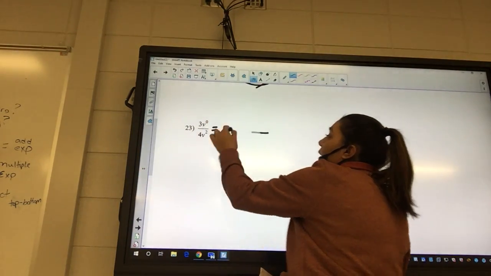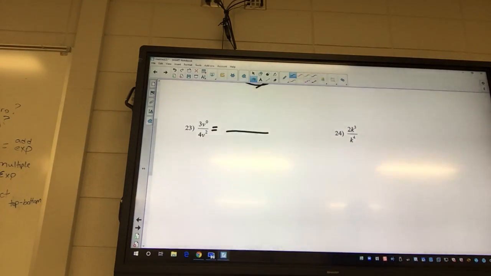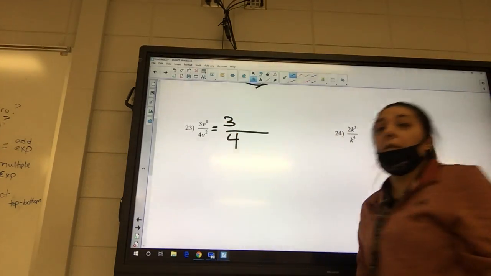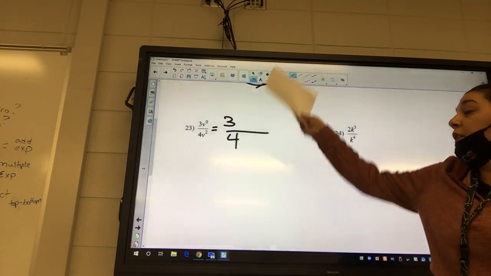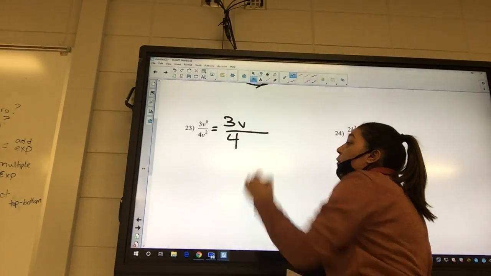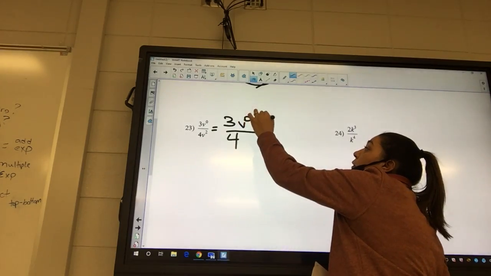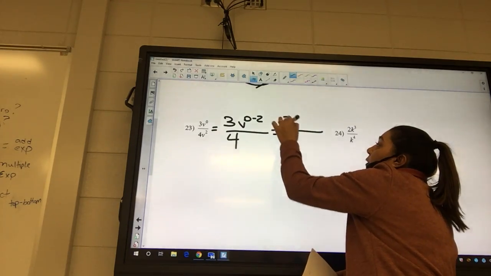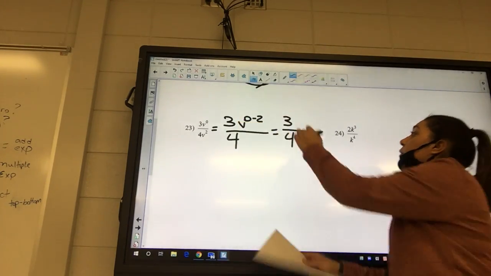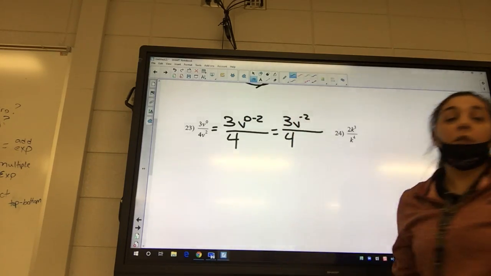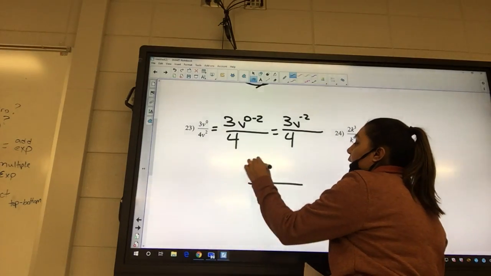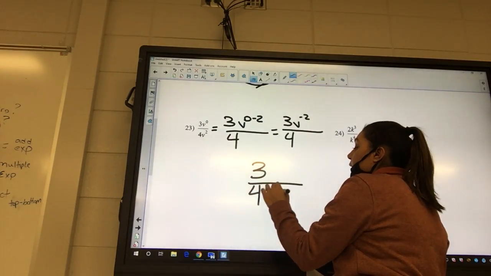Okay, number 23. Because it has numbers and letters, you draw your bar and you fill in the bases. So we leave our bases where they're at, but we do the same thing with the letters that we did earlier. So you're going to have v to the, what's on top? 0 minus 2. And you're going to have 3 and a 4. What is 0 minus 2? -2. Then where do negatives go? Bottom. So we're going to have 3 to the 4, and v to the 2 goes on the bottom.